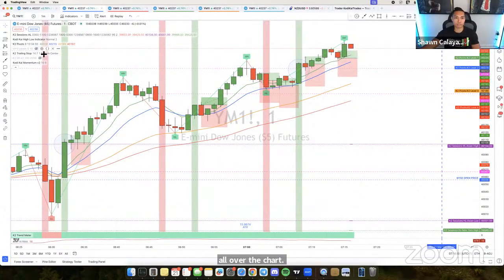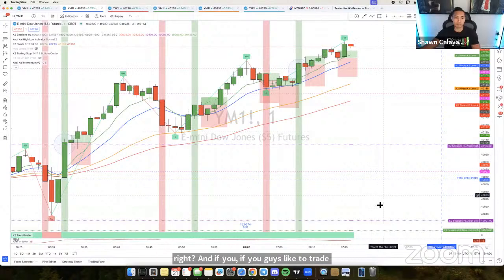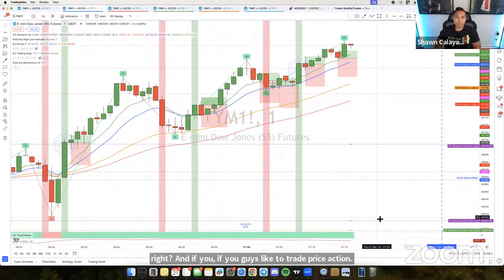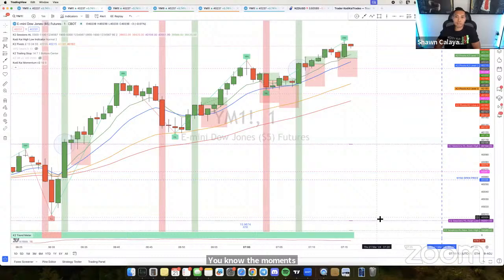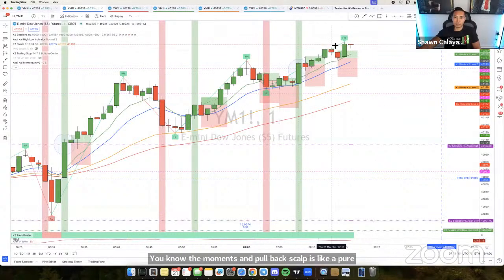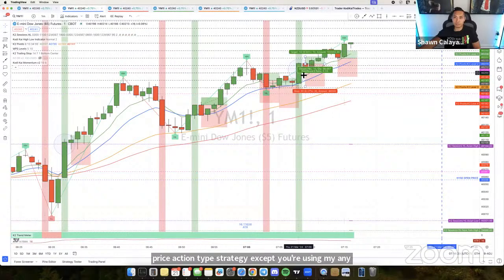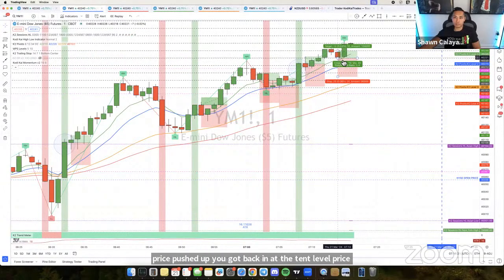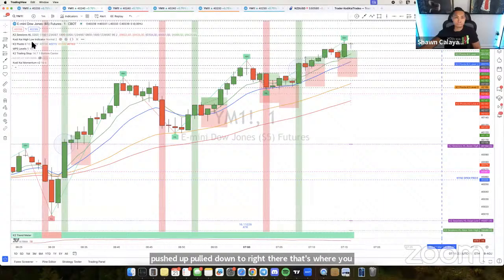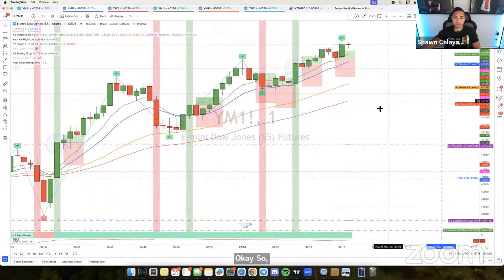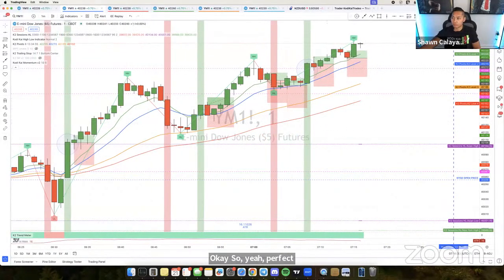If you like to trade price action, the momentum pullback scalp is a pure price action type strategy, except you're using my indicators to identify momentum. So we had bullish momentum here, price pushed up. You got back in at the 10th level, price pushed up, pulled down to right there. That's where your entry would have been. We'll TP. But yeah, perfect. Let's see, Nicholas is saying, nice, Daniel. So Daniel has 4 funded 150K accounts just from today. Nice work, Daniel. He's basically scooping up profits.